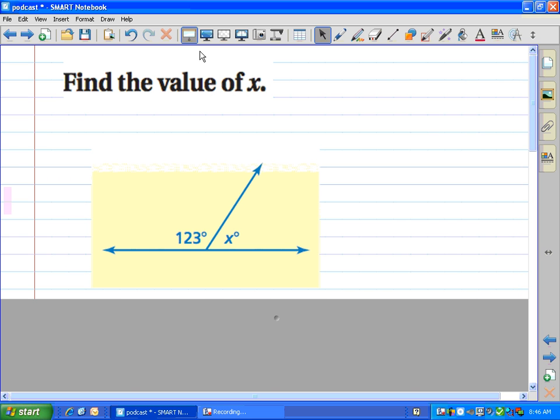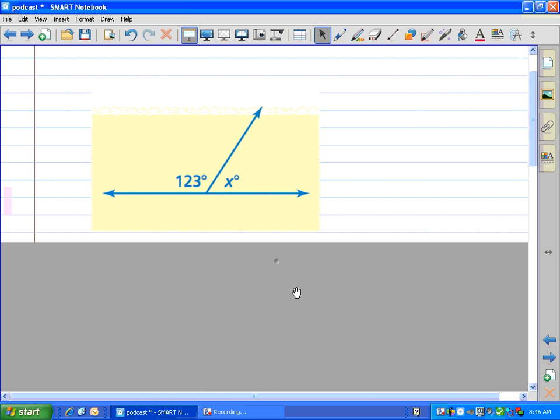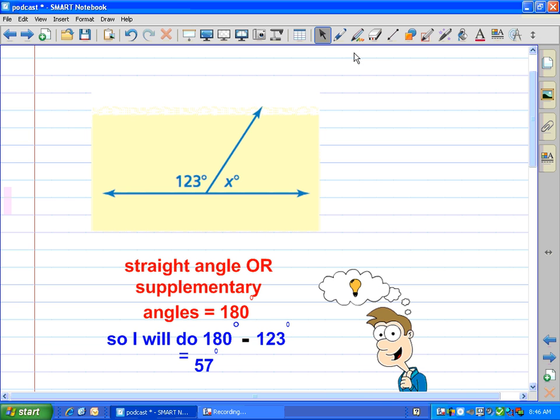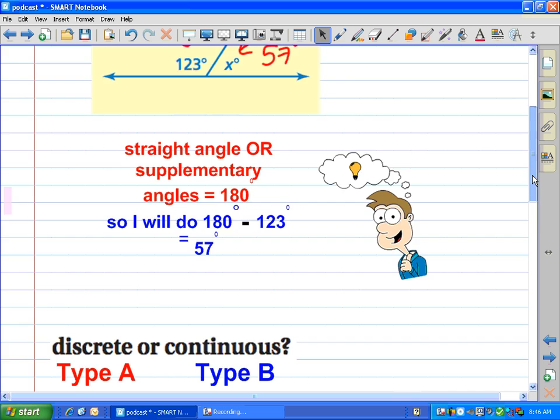Find the value of x. I'm thinking this is a straight angle, straight line, or you can say they're supplementary to each other. Easiest way to solve the problem, since they have to both give you a total of 180, why don't you do 180 minus 123? We do 180 minus 123, and that gives you 57 degrees. Easiest way to check your answer, add 57 and 123, see if you get 180.